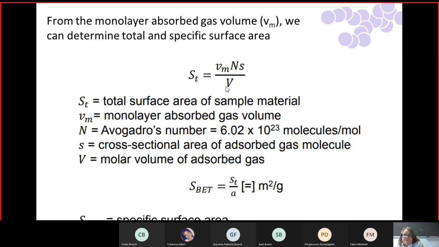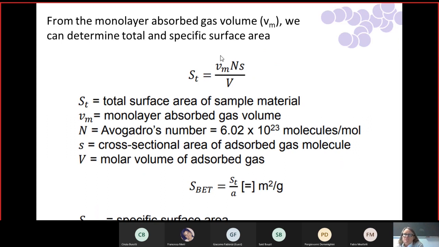So I have volume, and this gives me the moles of gas. Times Avogadro's number gives me the number of molecules, and times the cross-sectional area of the adsorbed gas molecule. So it tells me how many gas molecules there are, times the cross-sectional area, gives me the total surface area of that sample.